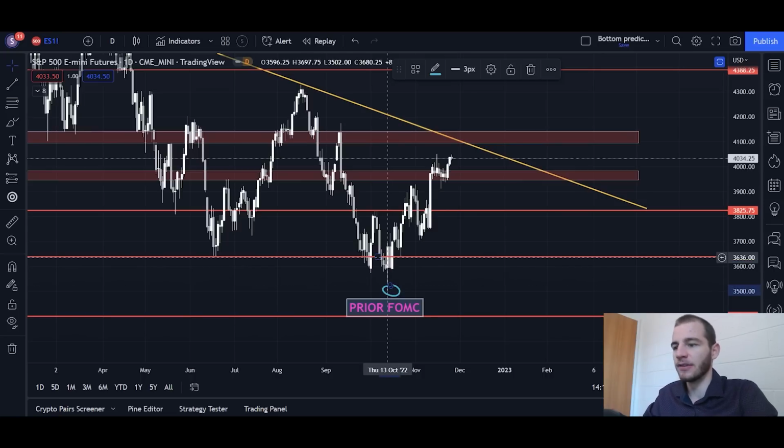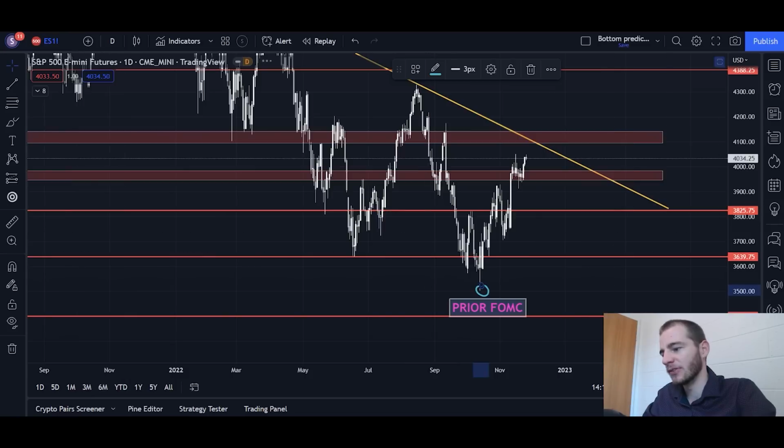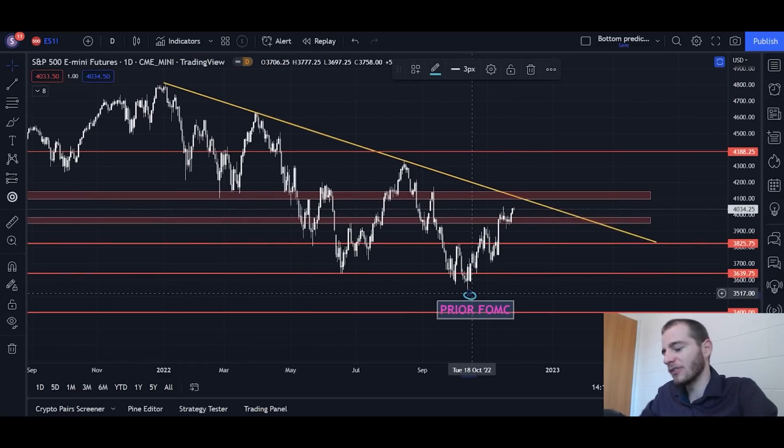It's pricing in that the Fed is taking, not a pivot, but it's lowering the magnitude of the rate hikes, and it's pumping the market. It's pricing in a 50 basis point hike rather than a 75 basis point hike. And I assume that when we do see that hike coming, even if it is 50 basis points, we will reject.